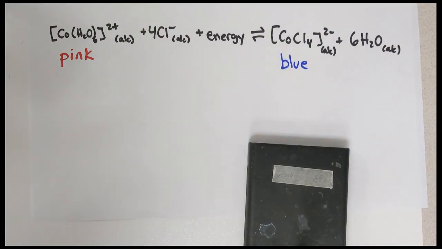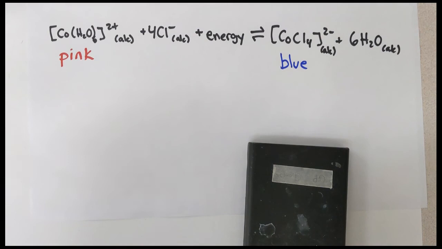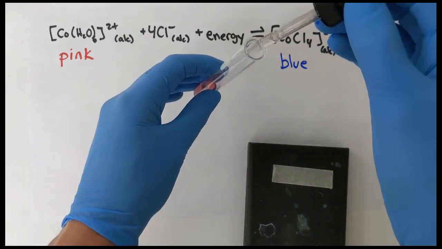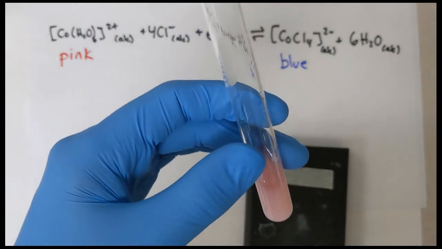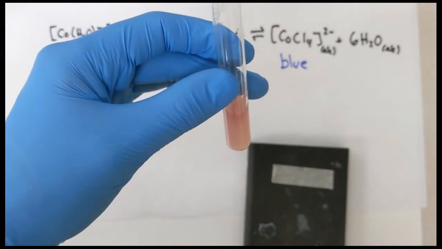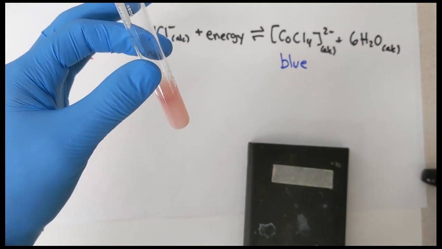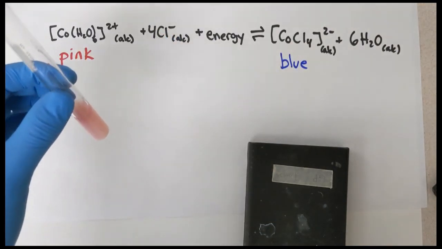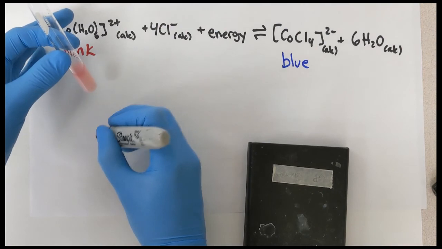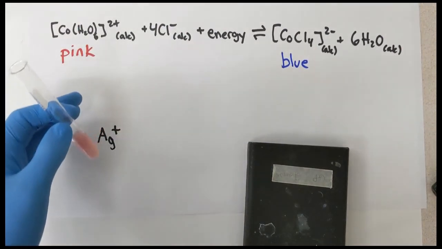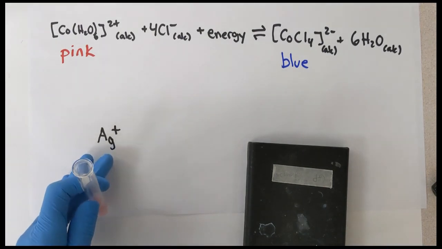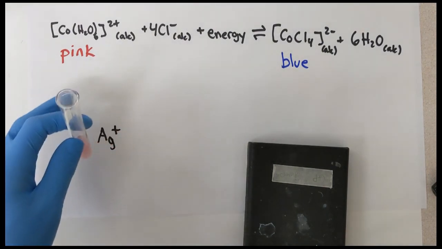Another test I can do is maybe I can add some silver nitrate. So I put some drops in here. You see that it forms a precipitate, and it also appears more pink. Now this is a case where we need to be careful. I am adding silver ions and nitrate ions. Neither of those are in the system. So we need to be careful and identify what I could be removing.